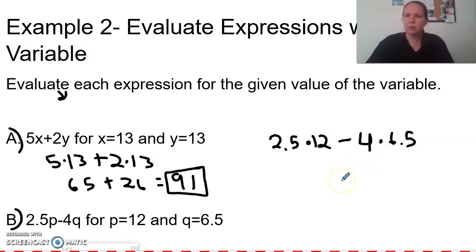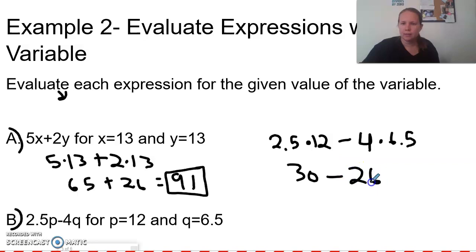For some of these things that we go through, I'm okay if you want to use a calculator, but you could also definitely do this in your head, or write it out on a piece of paper. But if I do 2.5 times 12, that gives me 30. I'm still going to have this operation of subtraction. And then I need to figure out what is 6.5 times 4. 6.5 times 4 is 26. So 30 minus 26 gives me an answer of 4, and that is my solution for part B.